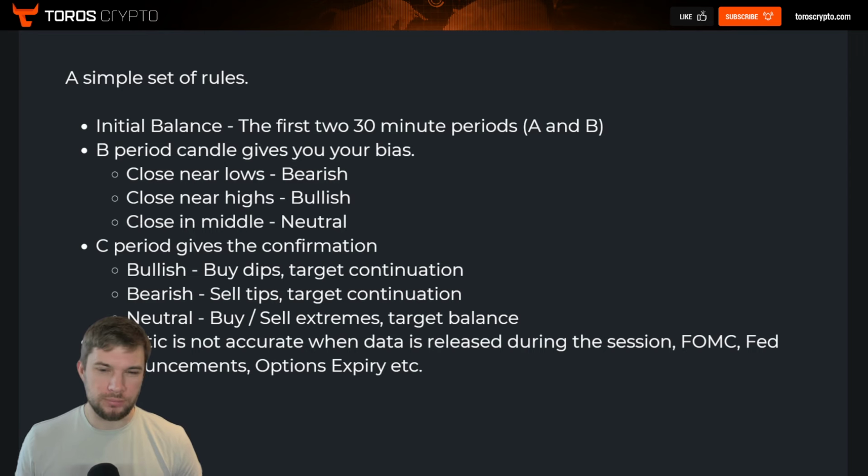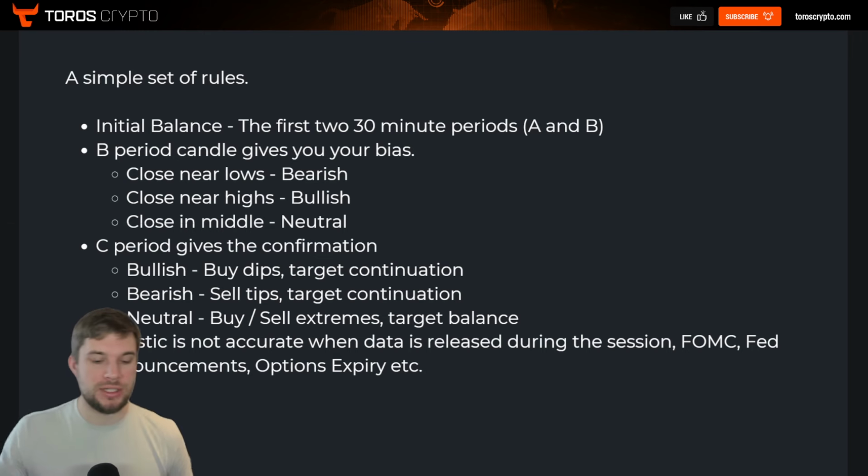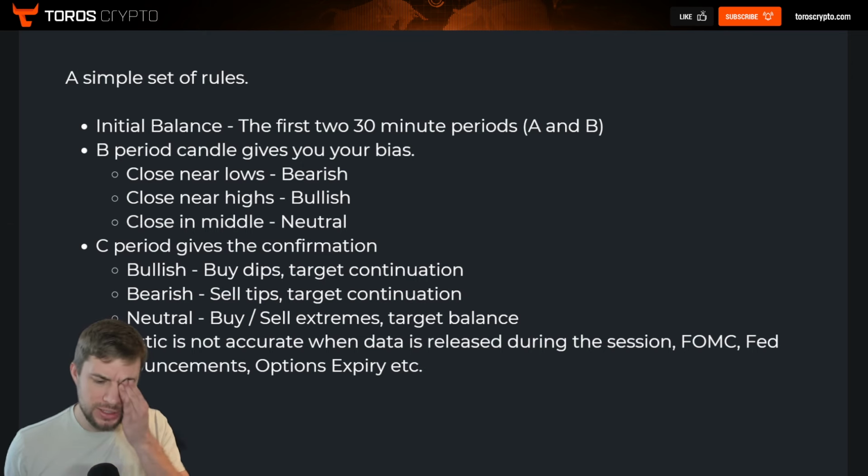If it's bullish, you're looking for that C period to go and take the highs, and then you're looking to buy dips and target continuation. If it's bearish, if it's closing down towards the bottom of the initial balance, you're looking to sell rips. So any moves up, you're looking to sell them, and then you're targeting the continuation.